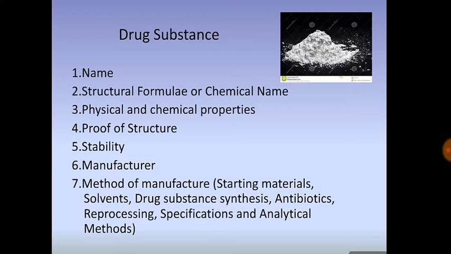Drug substance: 1. Name, 2. Structural formulae or chemical name, 3. Physical and chemical properties, 4. Proof of structure, 5. Stability, 6. Manufacturer, 7. Method of manufacture, starting materials, solvents, drug substance synthesis, antibiotics, reprocessing, specifications, and analytical methods.